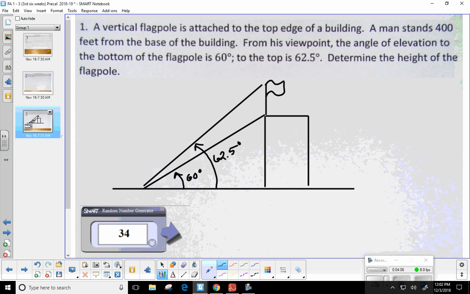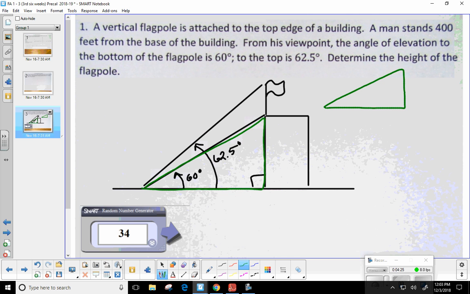Well, I've got 2 triangles, but what kind of triangles are they? Yeah, they're right triangles because this building is going to be perpendicular with the ground, right? So I've got one triangle inside of another. Let me go ahead and highlight these. Right here, this one in green.